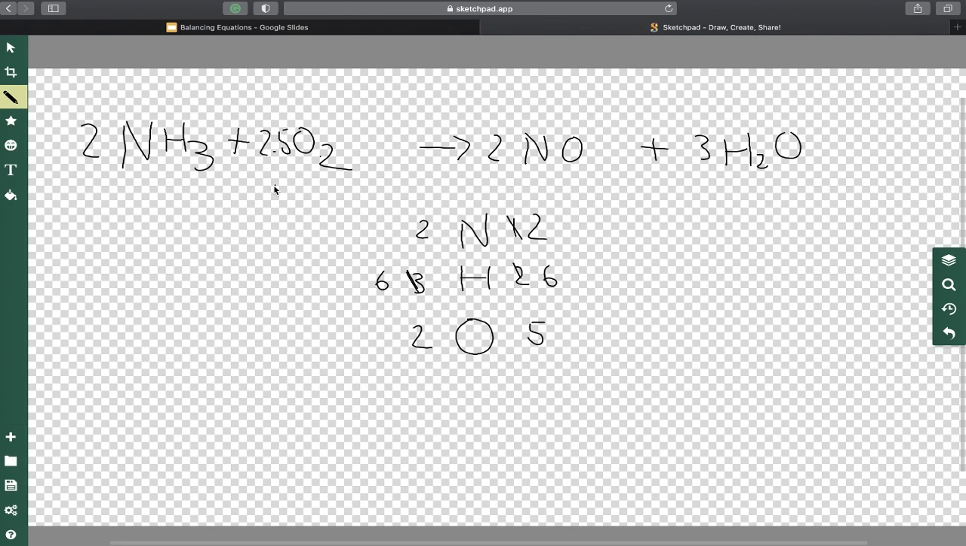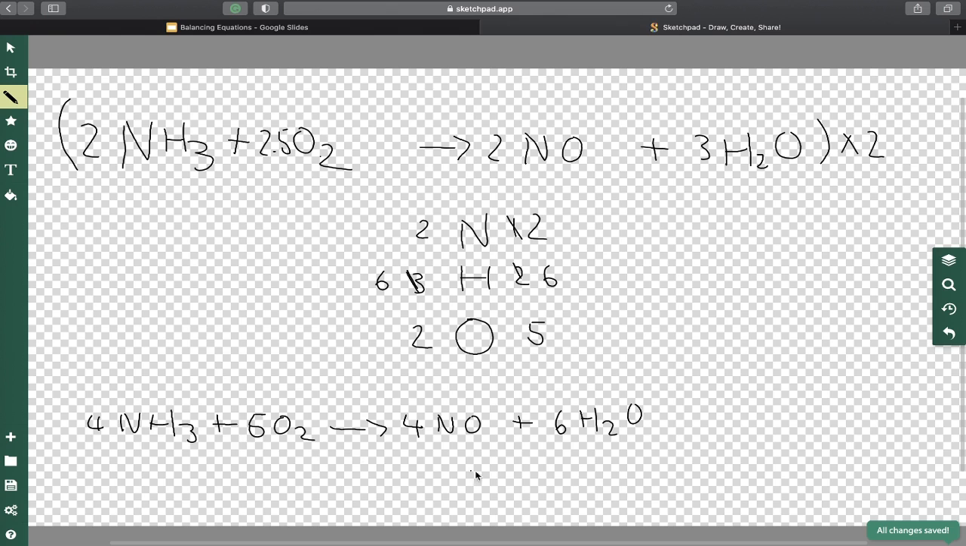So what we're going to do is rewrite this whole equation by multiplying everything by 2. So this entire equation multiplied by 2. I'll rewrite it here. That would give us 4NH3 plus 5O2, which gives us 4 nitrogen oxide plus 6H2O, also known as water.